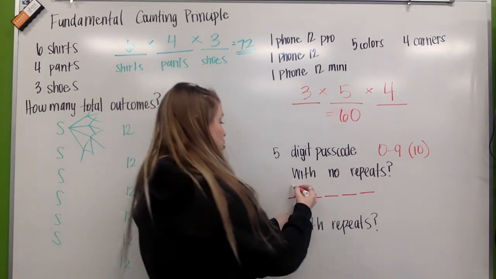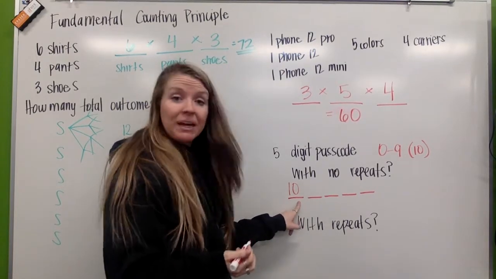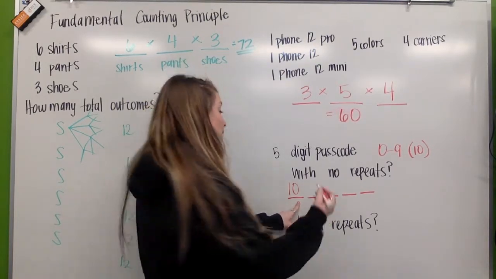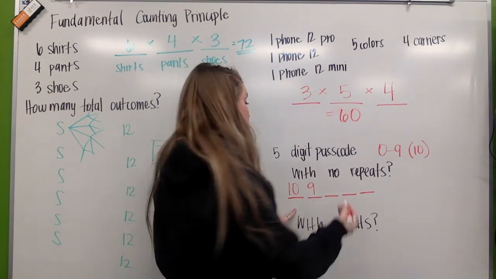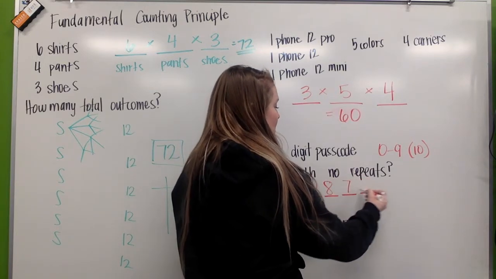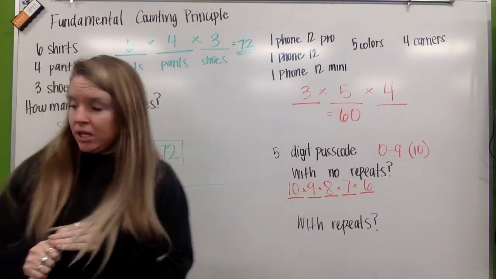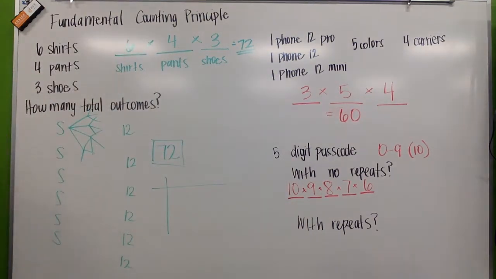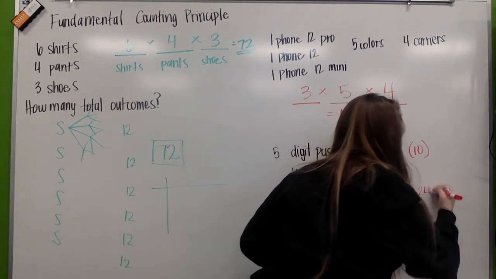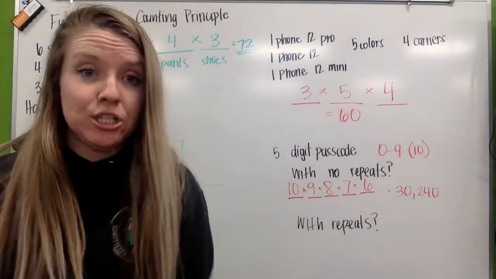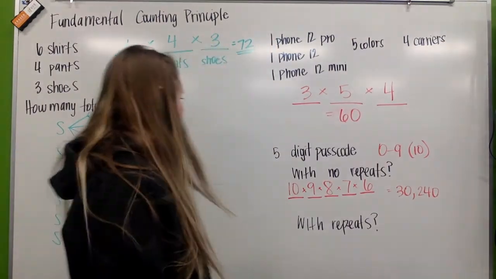So for my first number, I have 10 options there, right? Well, now I've picked this number, I can't use it again, so now I only have 9 options. Now I've used 2 out of the 10 numbers. I have 8 left, then 7, and then 6. And I'm going to multiply those together. That gives me 30,240 total options. Whoa. This is why it's so hard to break into passwords.